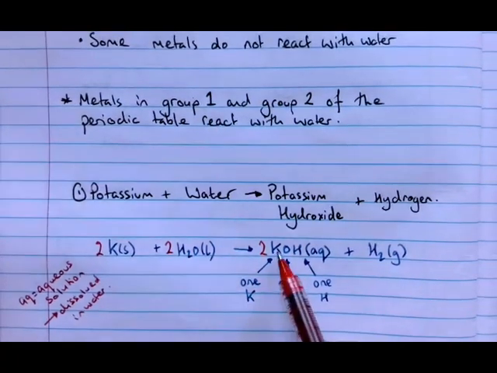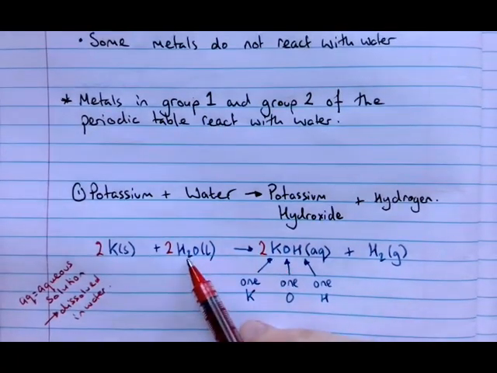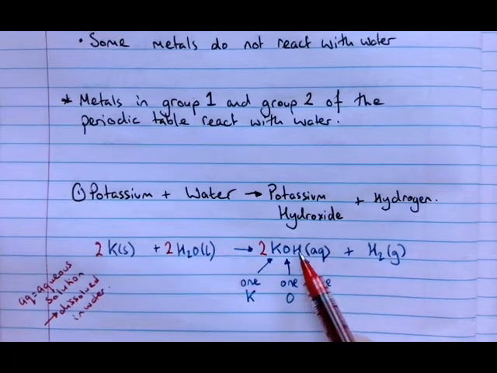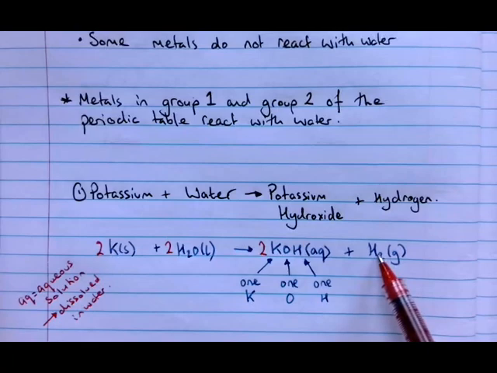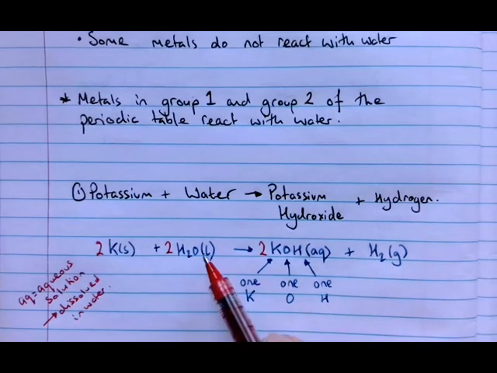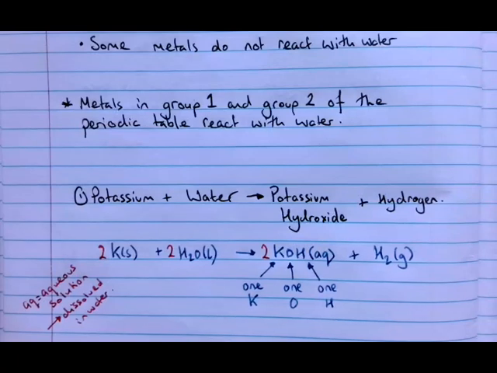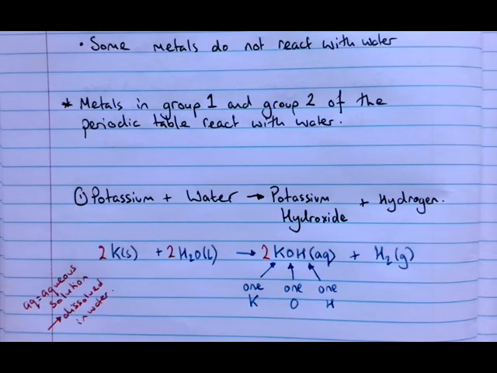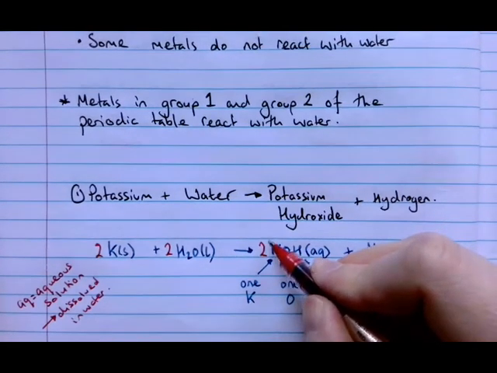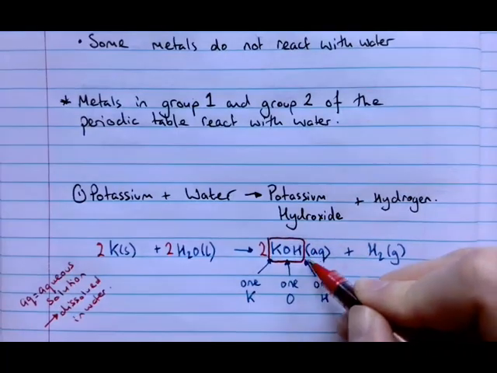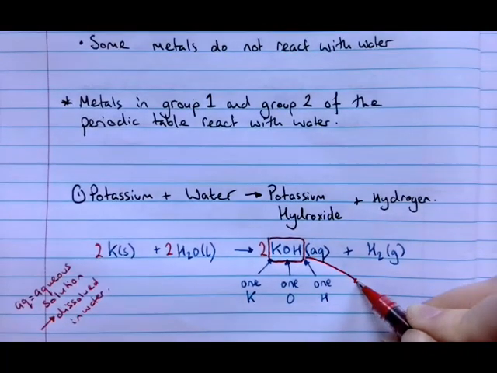So I've got 2 potassiums, 4 hydrogens now, because each water has got 2, and I've got 2 waters. So I've got 2 hydrogens plus 2 hydrogens, that's 4 hydrogens, and 2 oxygens, 2 oxygens. So now that is balanced. One thing you do need to know is that this potassium hydroxide is an alkali.